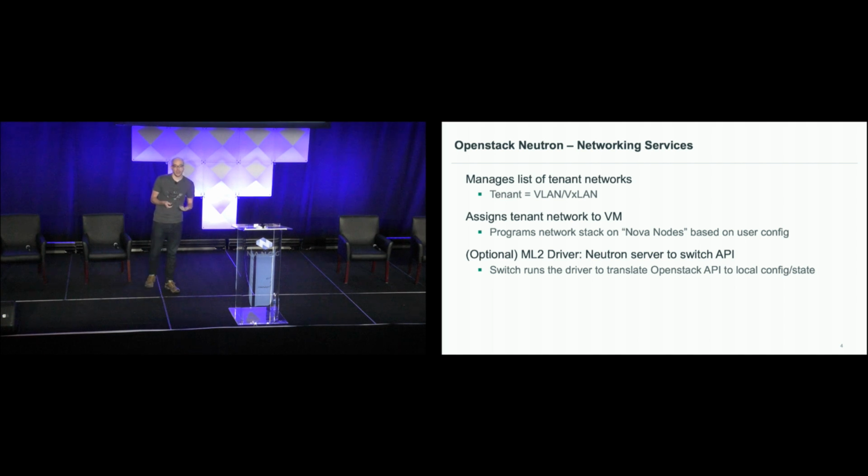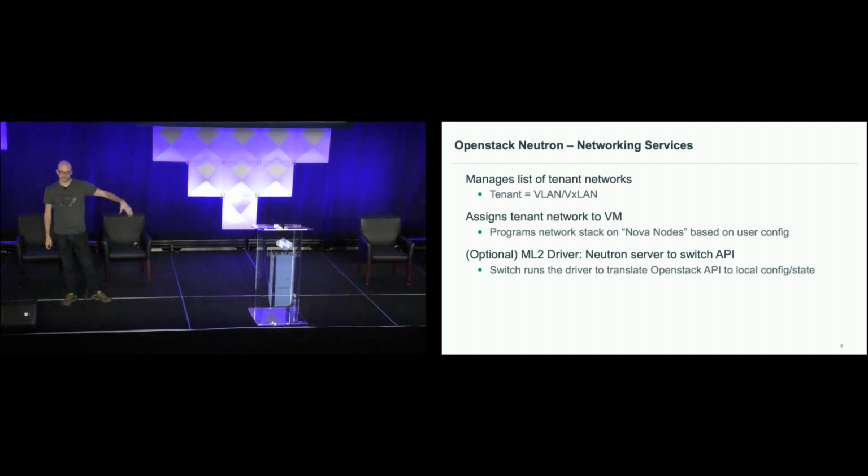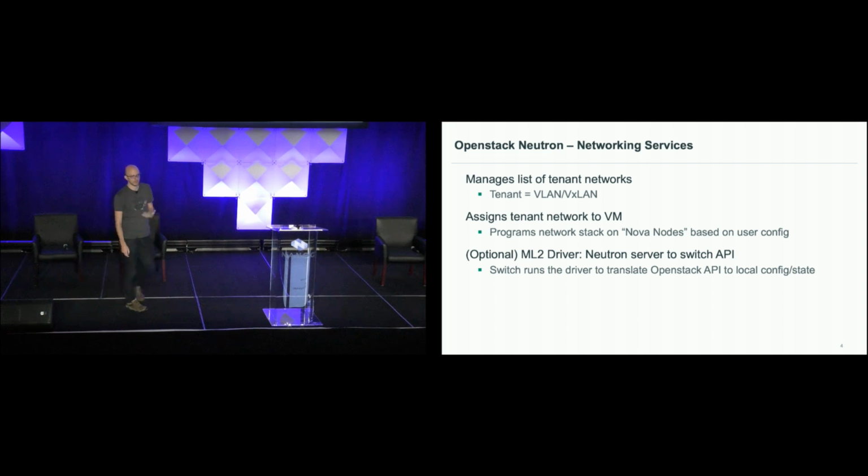Optionally, I can have an ML2 driver, or the modular layer 2 plugin driver. And this allows a Neutron server to talk to a physical switch and provision VLANs or VXLANs through a common API. This ML2 driver is provided by the vendor. This is not an OpenStack thing. So Cisco builds an ML2 driver, Arista builds one, Cumulus builds one. Everybody builds their own driver to talk to their own network devices.